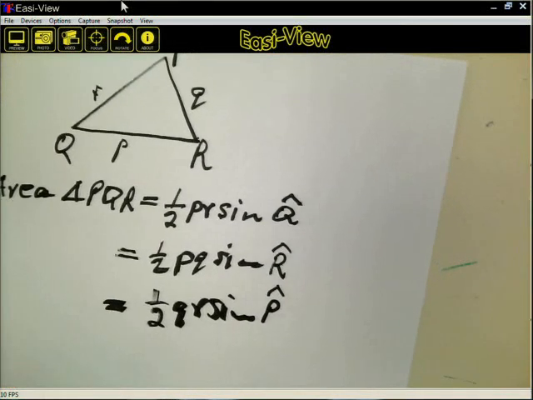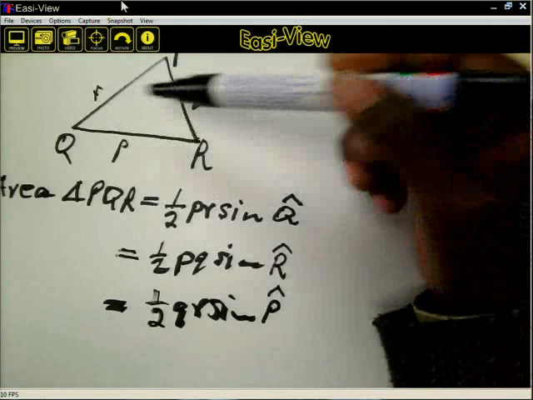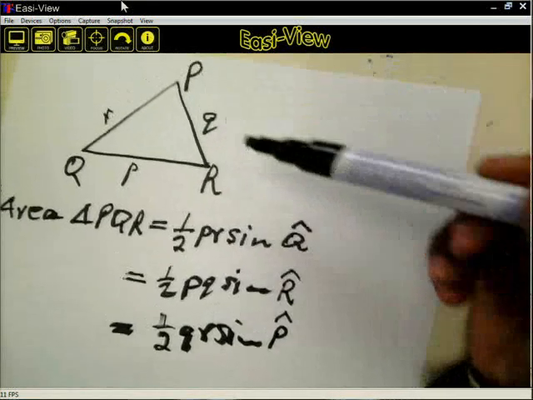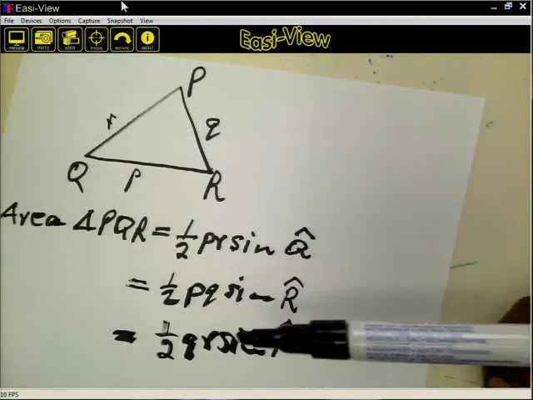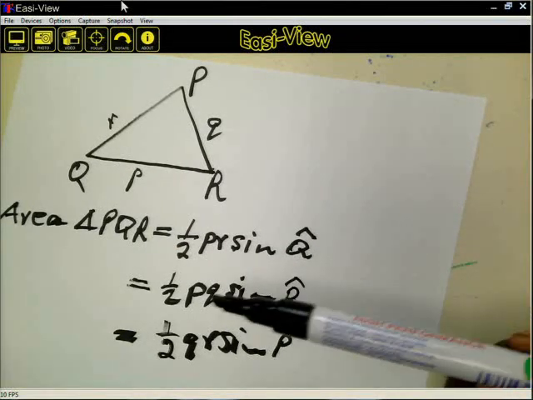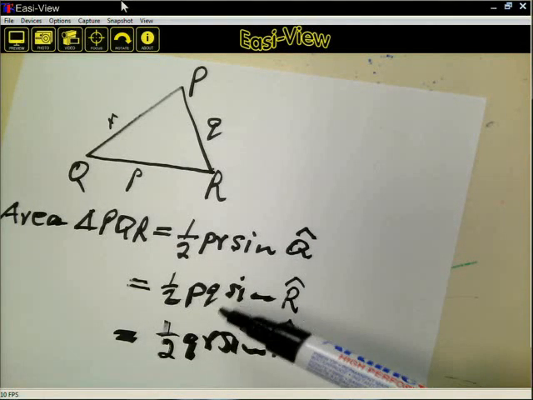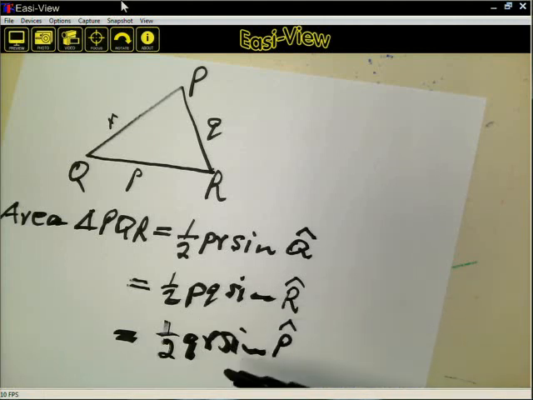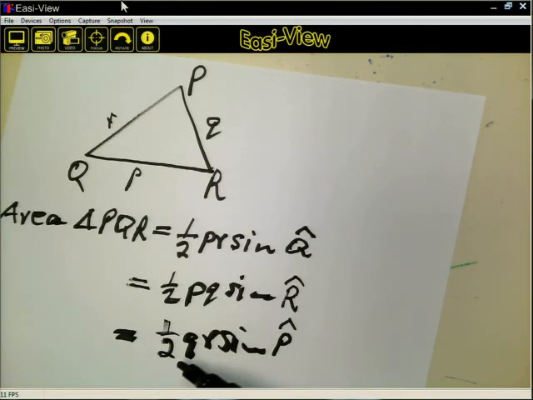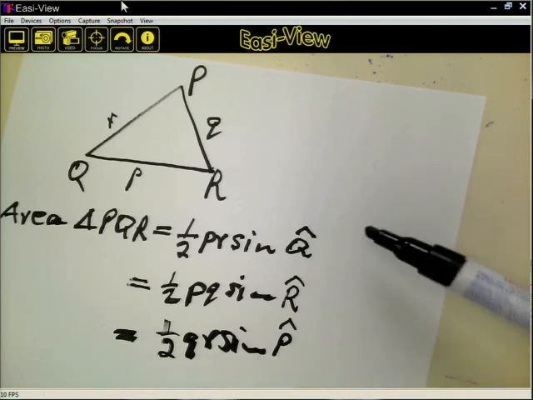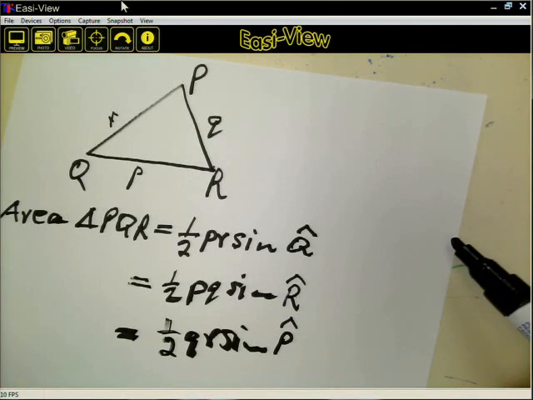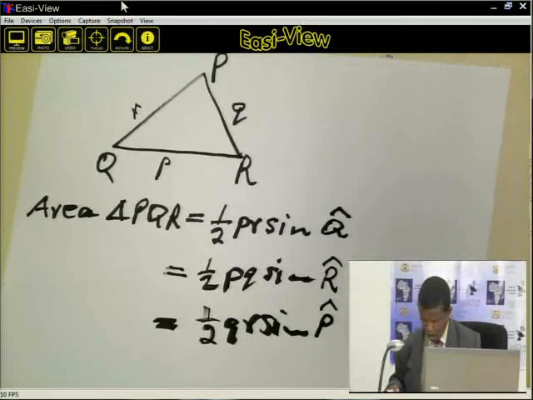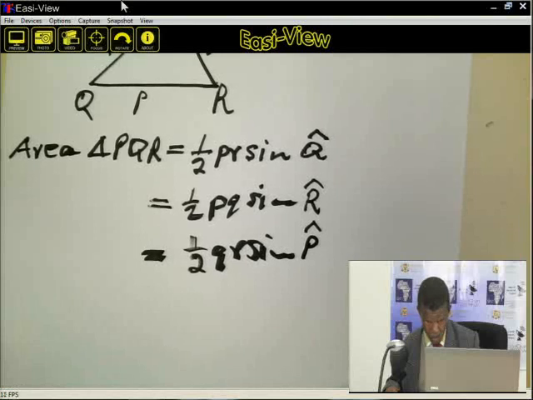By doing what? By first, if you have the three sides and all the angles, determining it using P and R and the sine of Q, getting a magnitude, determining it using P and Q and the sine of R, getting the value, determining it using Q and R and the sine of P, and you'll find that you get the same value every single time. That, in a nutshell, is what we mean by the sine rules.